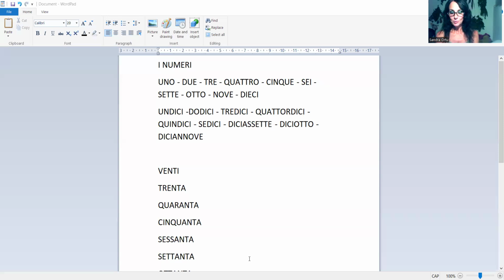I'll read the other group from 11 to 19. 11, 12, 13, 14, 15, 16, 17, 18, 19. So here, as I said, you need to learn these numbers from 1 to 19 by heart.